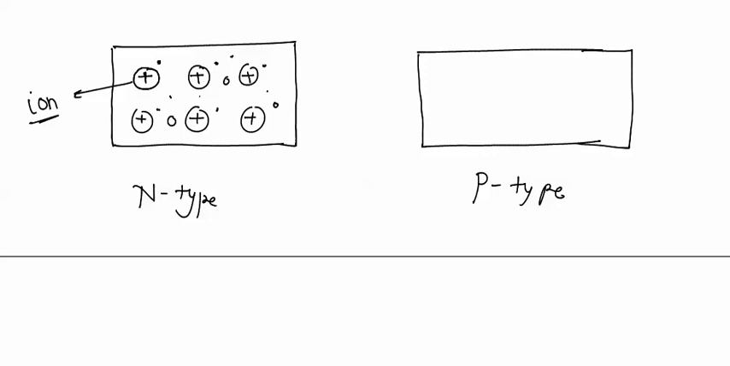In n-type semiconductor, we can see there are positive ions, electrons and holes. Electron concentration is far greater than hole concentration. Similarly, in p-type semiconductor, each boron atom will accept an electron, and with the acceptance of one electron, it will acquire a negative charge, and it will be called a negative ion.